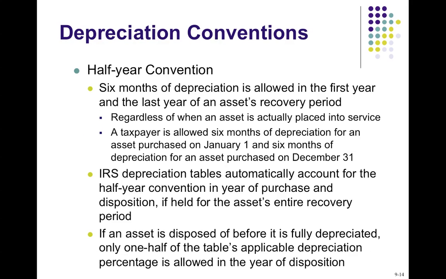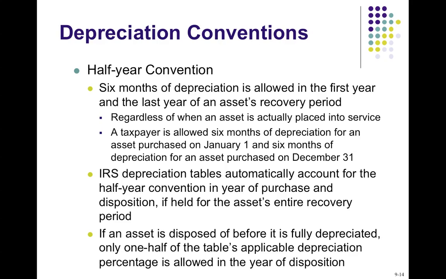All right, so the final thing that we need to understand for tax depreciation is the depreciation convention. What the depreciation convention tells us is essentially how much depreciation we get to take in the first year. We purchase the asset, how many months of depreciation do we get to take in year 1? Oftentimes we're going to use the half-year convention, which allows us to take 6 months of depreciation in the first year and 6 months of depreciation in the last year.